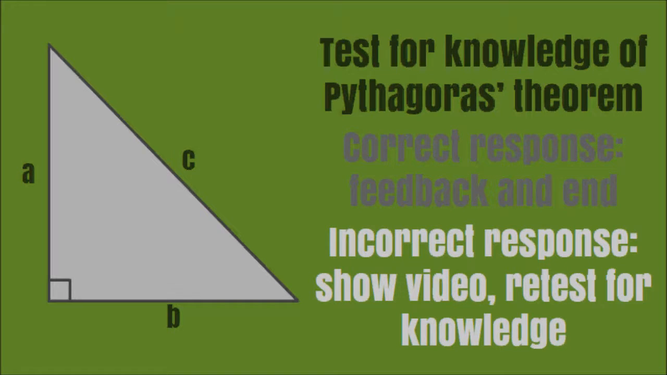So I'm going to demonstrate a really simple example of creating a branched scenario to test for knowledge of Pythagoras' theorem. So with our particular scenario here, the correct response will just give the student feedback and an end to the experience. And if they've given an incorrect response, it'll show the students a video to hopefully revise Pythagoras' theorem and then retest again to see how their knowledge is. In the real world, I'd probably branch off to actual examples to see how they're applying things.